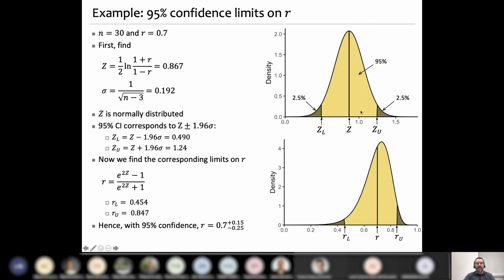Distribution of Z is symmetric, it's normal. So this is lower and upper Z. Distribution of R is not symmetric, and the error on R is also asymmetric. So you have to write it like this. The 95% confidence interval on R is plus 0.15 minus 0.25.